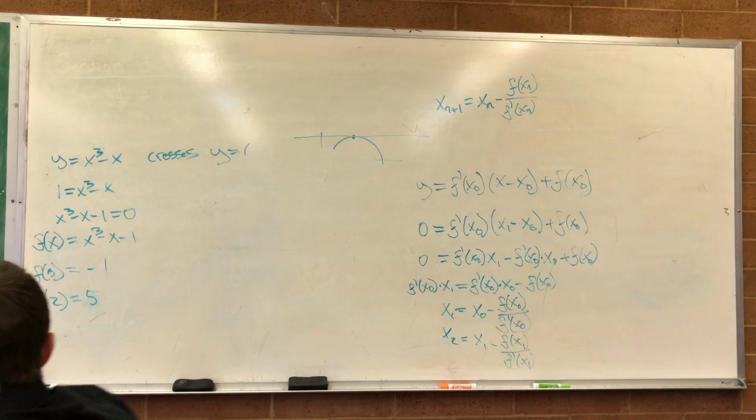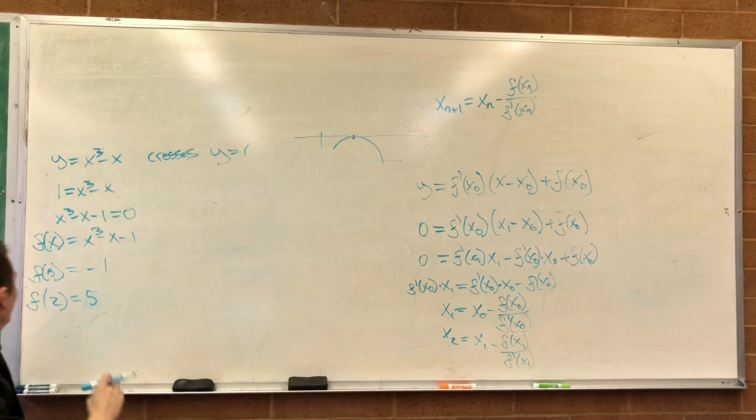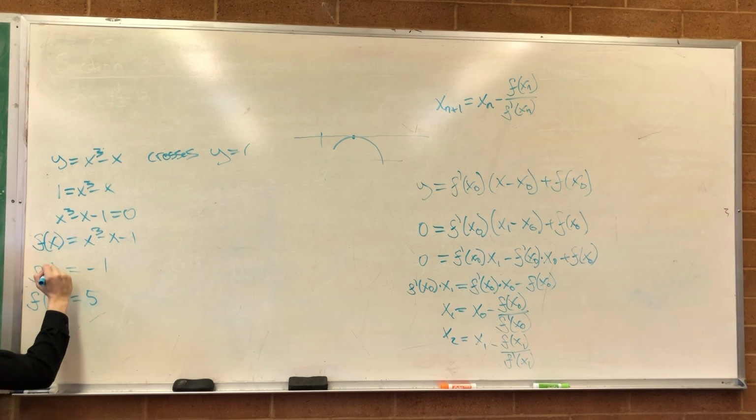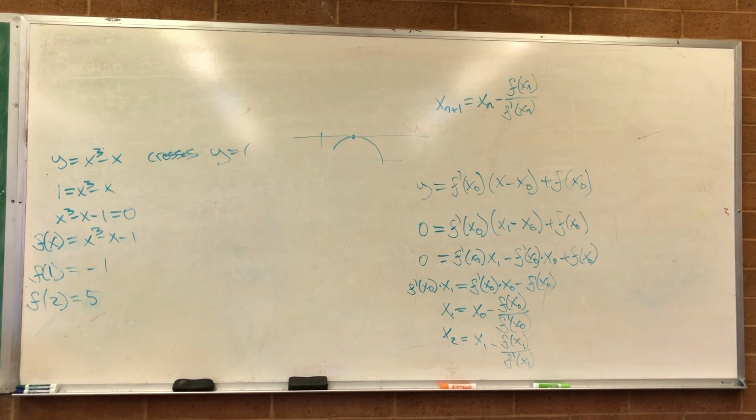Aren't we looking for when? Oh, we could have done one better, sorry. f of 1 is equal to negative 1 as well. So between 1 and 2, we know there's a root. That helps. Okay, so between 1 and 2 is what we know.